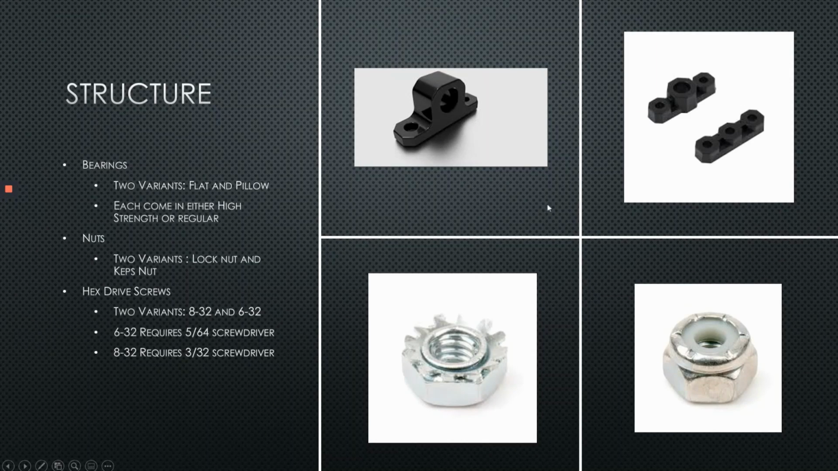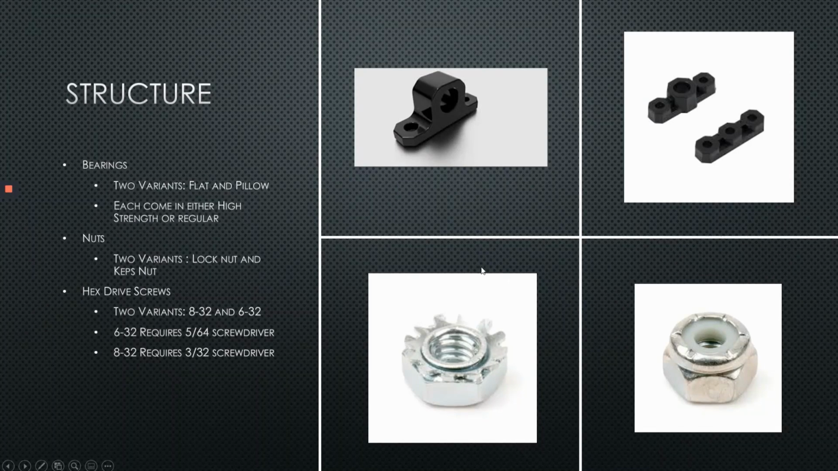These two bearings also have two variants in and of themselves. It has a high strength version and a regular version. The high strength and regular refers to the shaft itself. High strength shafts are thicker, so that's why the ones with the wider holes are considered high strength, because they could fit the high strength shaft.